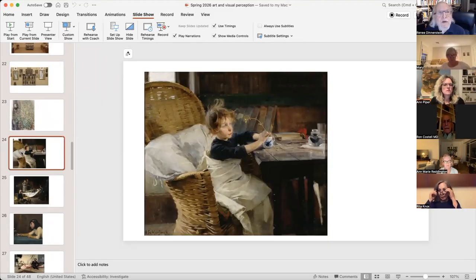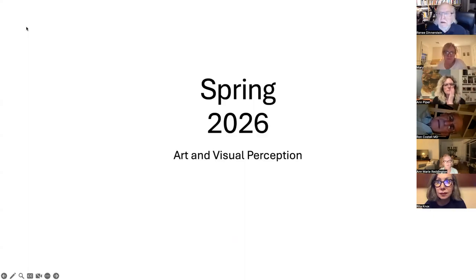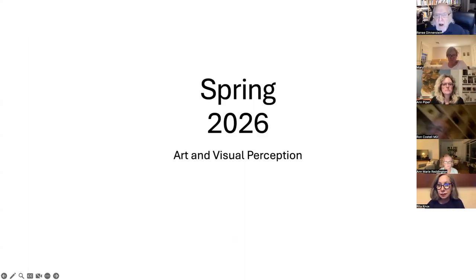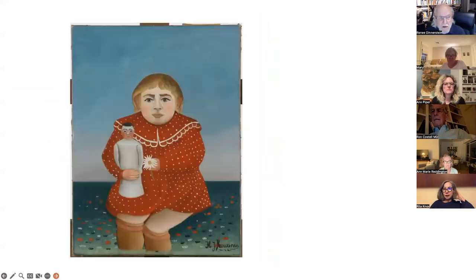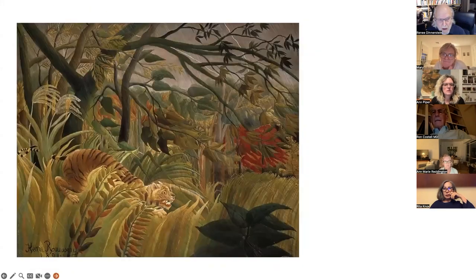What do I press to make this go full screen? If you go all the way to the left at the top, it says play from start. There's a little screen picture. Yeah, I see it. Okay. Is it full screen? Yeah, for me it's full screen now. Okay. So let me go past where we were.